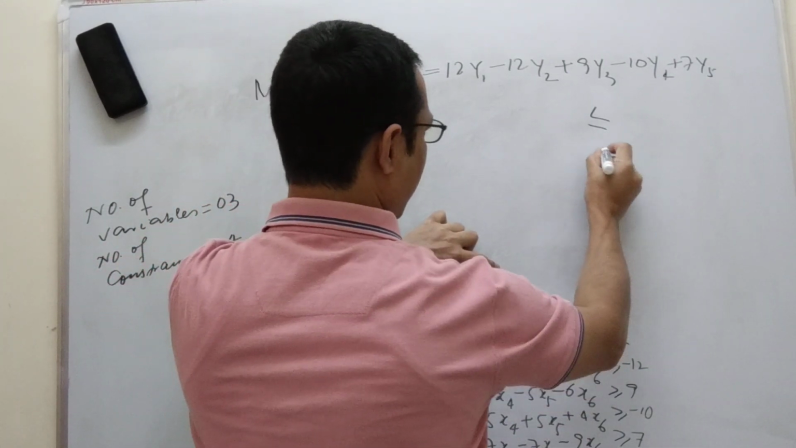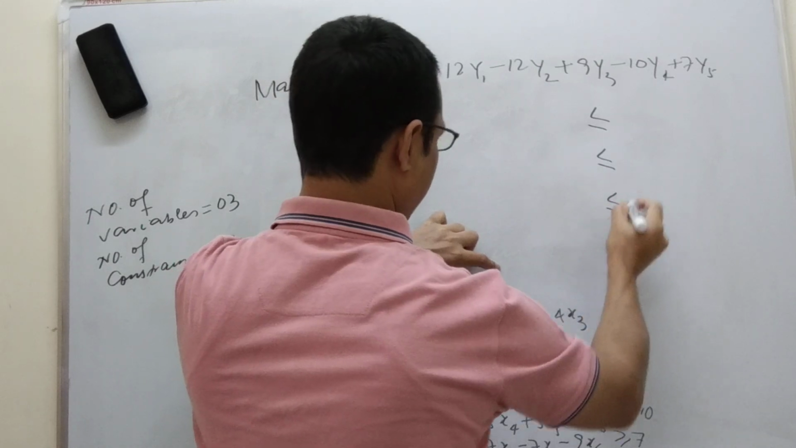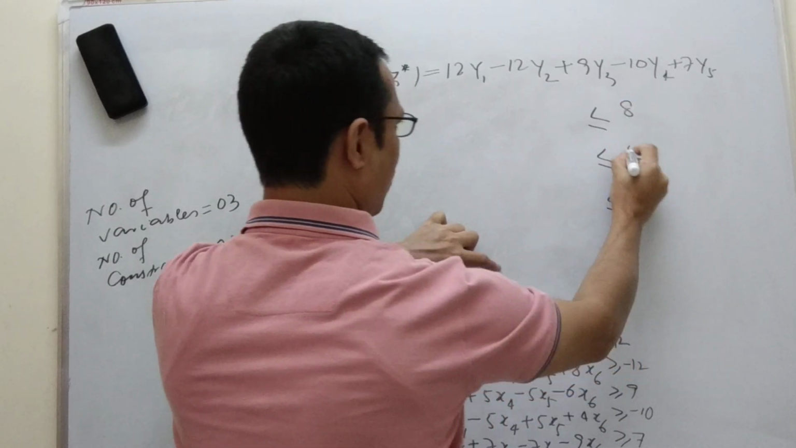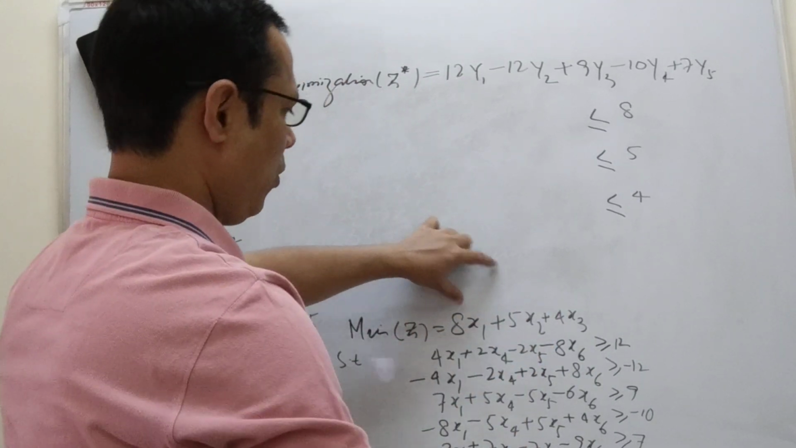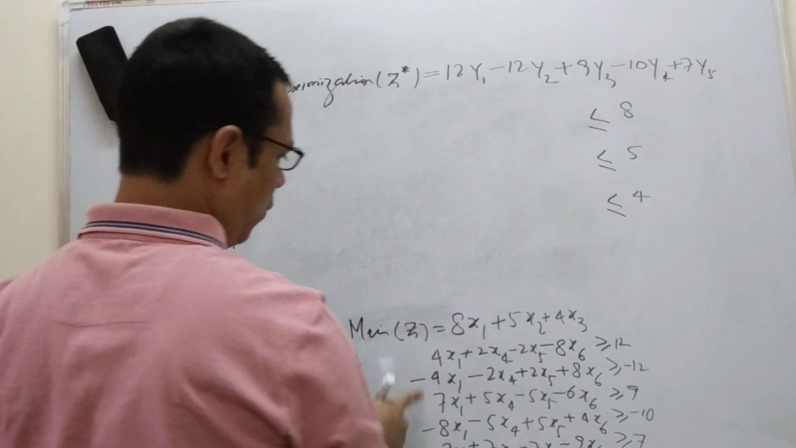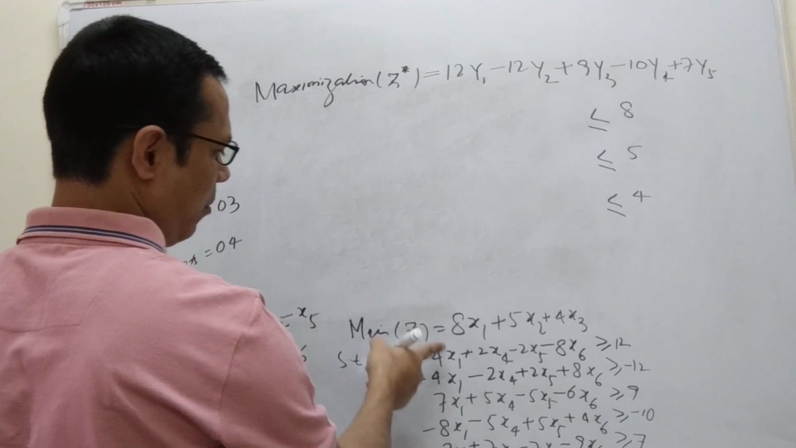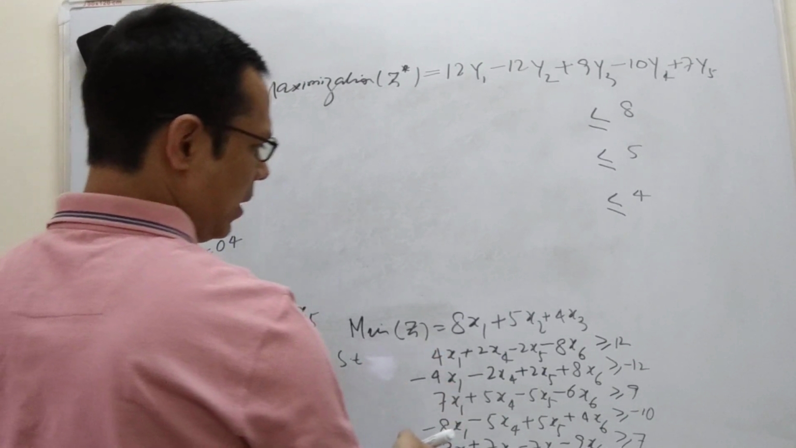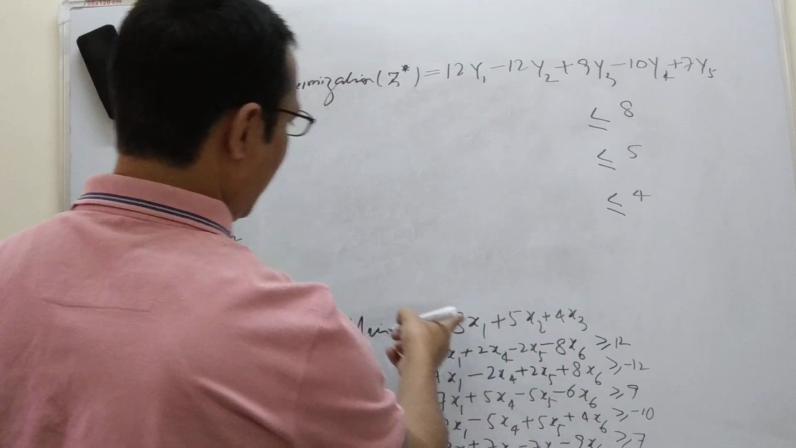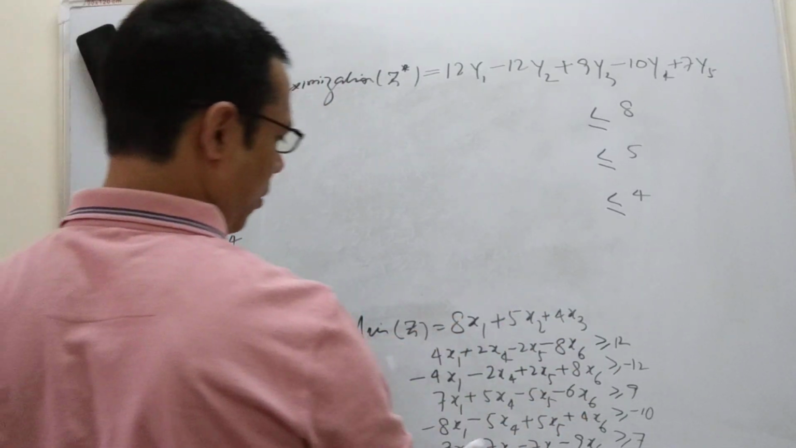How many coefficients of variables are there? There are 3. So we need to write 3 conditions, one for 8, second for 5, third for 4. This condition is now going to change. First we need to move for x1. Is x1 available in all 4 equations? Yes: x1, x1, x1, x1. It means there are 5 constraints and variables. How many variables? 4 variables.